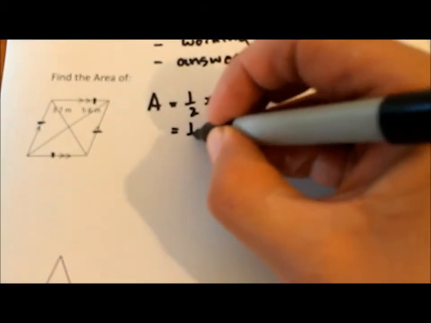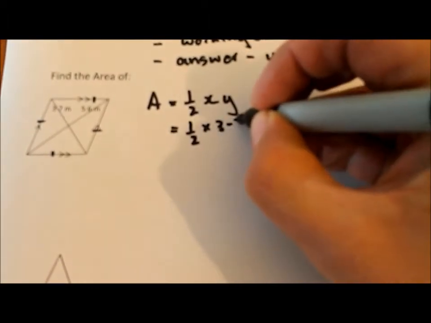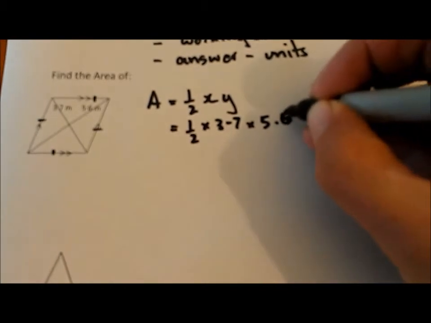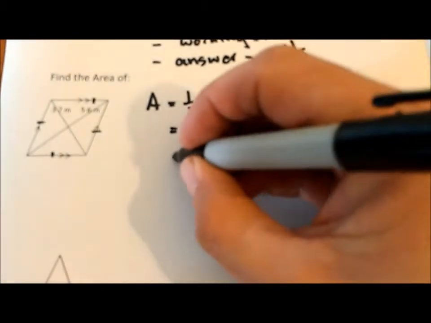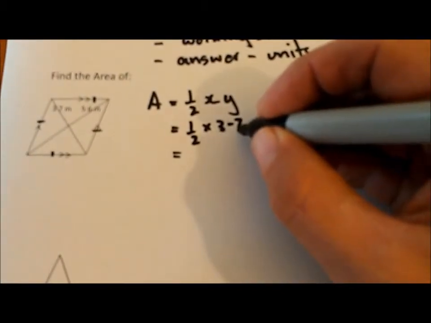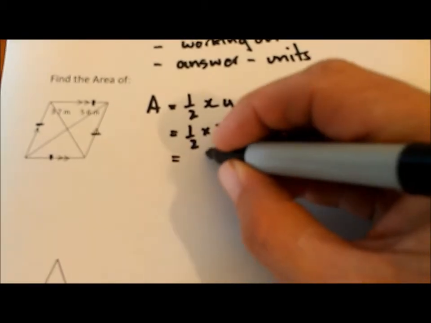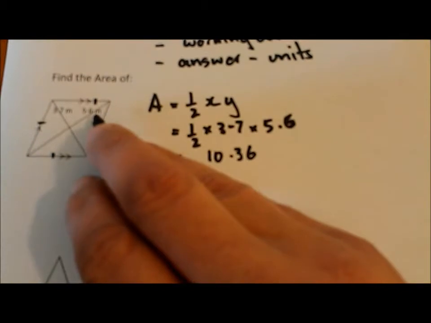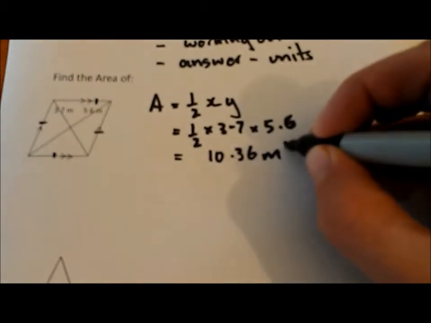In our case, this is 1/2 times 3.7 times 5.6, the two diagonal lengths. And that's just a step in your calculator. You work that out, you'll get 10.36 as your answer, and the units are metres, so metres squared.